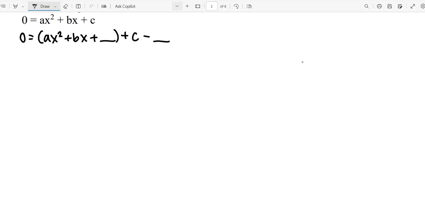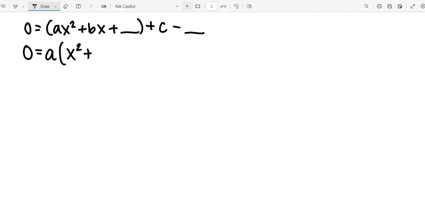What do I know about a? It's multiplied by x squared, right? What do I have to do with a? Gonna have to take it out, right? So 0 equals a times, what does that leave me with? x squared. How am I gonna take that out of b? b over a. And then x plus blank plus c minus blank. Okay, awesome. Now I'm ready to factor into a square, yes?